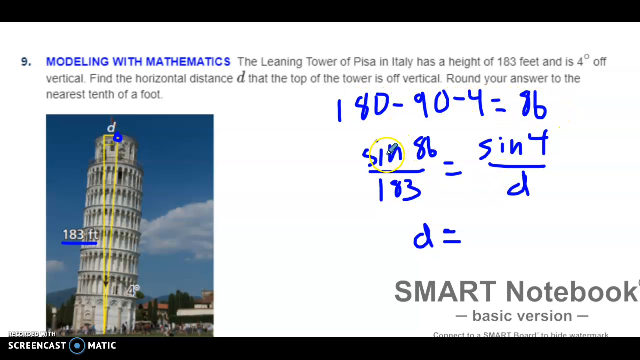Now I'm going to use that ratio. Sine of 86 divided by 183 is equal to the sine of 4 over d. And when we use our calculator for this, we'll go 183 times the sine of 4, find an answer, divide by sine of 86, and we get about 12.8 feet. So it's off approximately 13 feet.